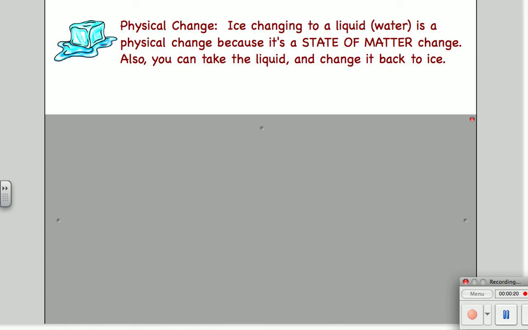So for example, here we have an ice cube that's melting. This is a physical change because ice changing to a liquid, or water, is a state of matter change. In other words, we have a solid going into a liquid. And you could also take the water and change it back to ice. So you can change it back to its original state. That's another way that you can tell that something is a physical change.